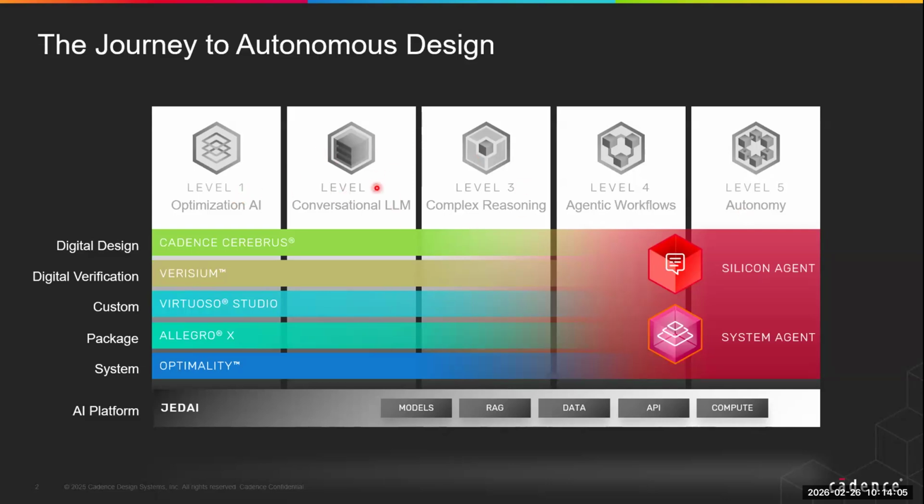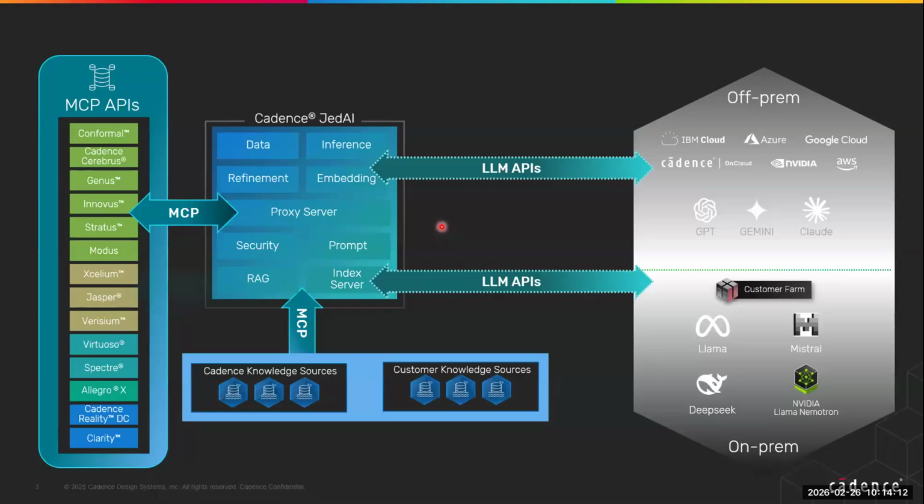And where we are today is we're adding conversational LLMs, and we're operating somewhere between 3 and 4. So we're making progress on the journey. Digging into the technology in a little bit more detail, what this describes is, at a very high level, the architecture of the solutions that we're delivering, right?